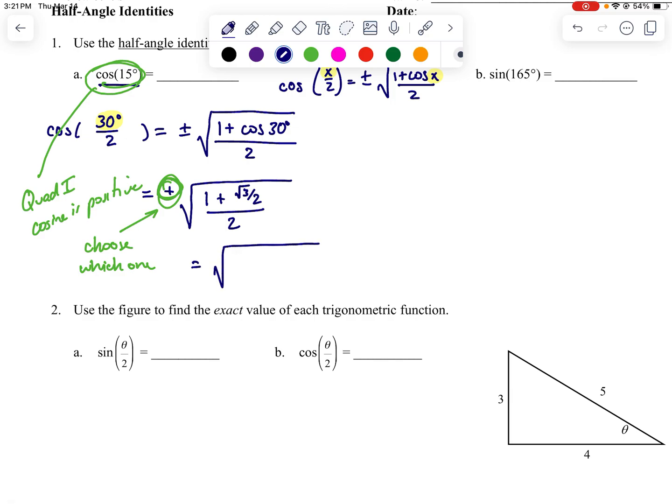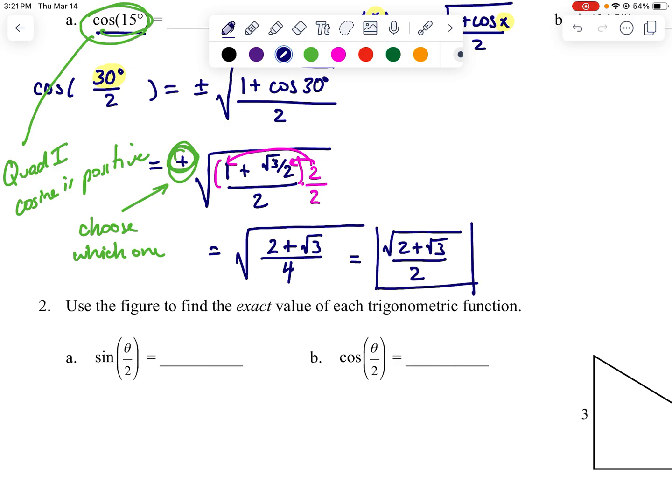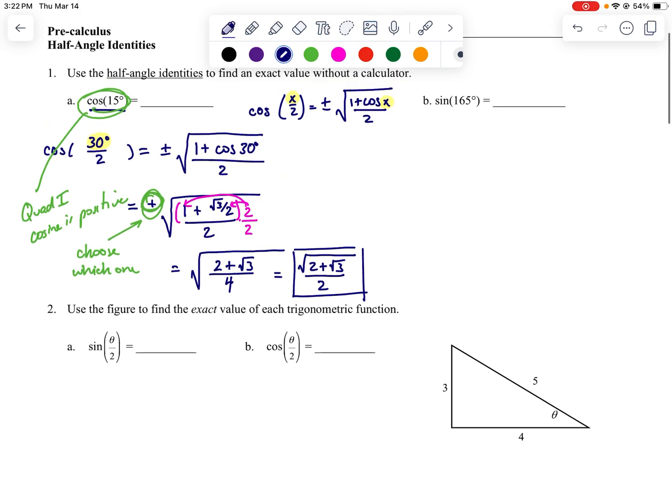Then we've got the square root of, and what I tend to do, the easiest way to simplify this, is to multiply by 2 over 2 underneath this radical. That way, underneath I'm going to get 2 plus radical 3, all over 2 times 2, which is 4. Then the top is the square root of 2 plus radical 3, and the bottom, the square root of 4, is 2. And so there is the exact value of the cosine of 15 degrees.